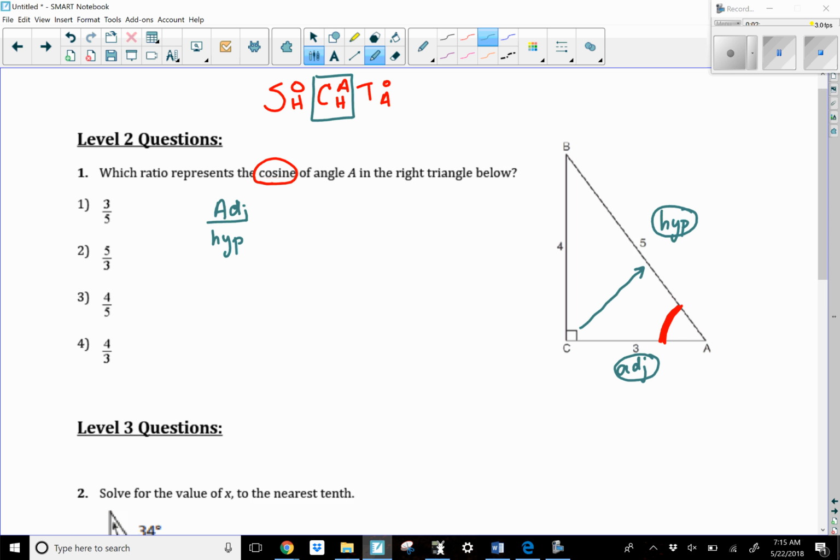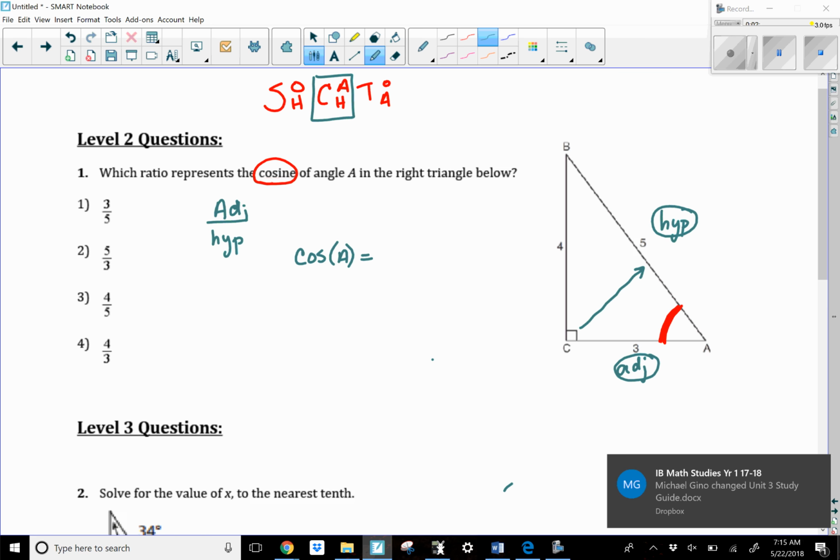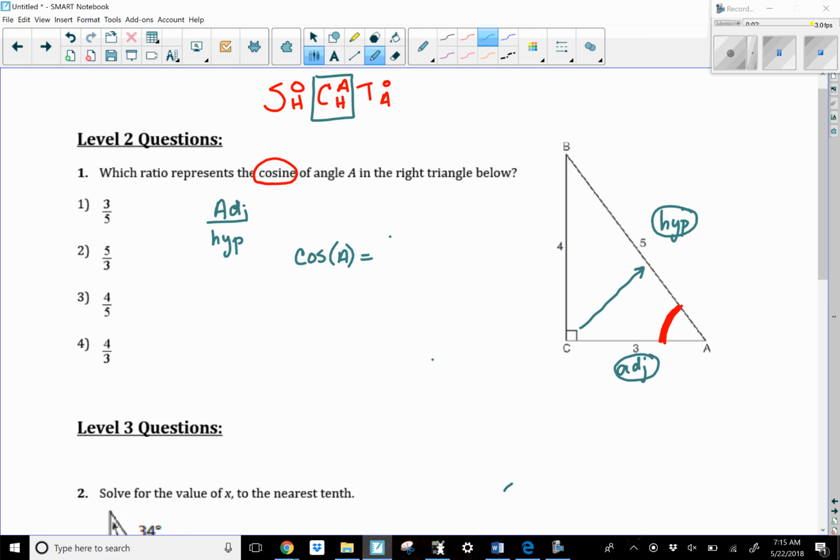So now that we have the adjacent and the hypotenuse identified, we can set up a ratio. The cosine of A is going to be equal to the adjacent, which is 3, over the hypotenuse of 5, which in this case is going to be option 1. So go ahead and retry question number 1 on your Google form.